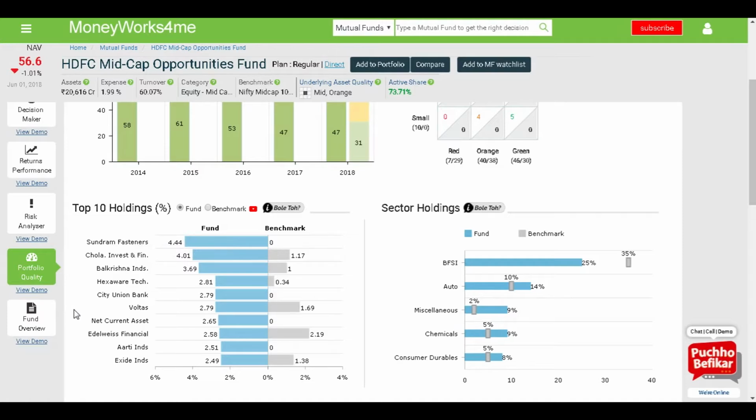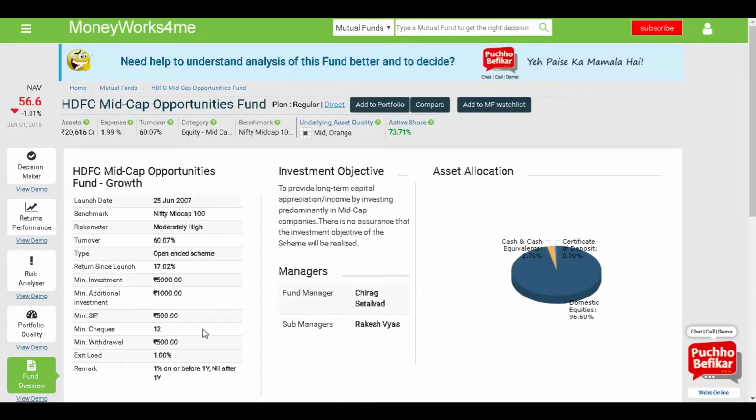And if you want to see some details about the fund, you need to see the fund overview. Here you can see that the fund was started in June 2007, the benchmark, turnover ratio, and what is the minimum SIP, exit load of 1% for 1 year, nil thereafter. So these are important things. Another important thing is to see who is the fund manager, that you can see here, and what is the objective of this fund. So that concludes how you analyze a fund looking at Moneyworks4me mutual fund pages.